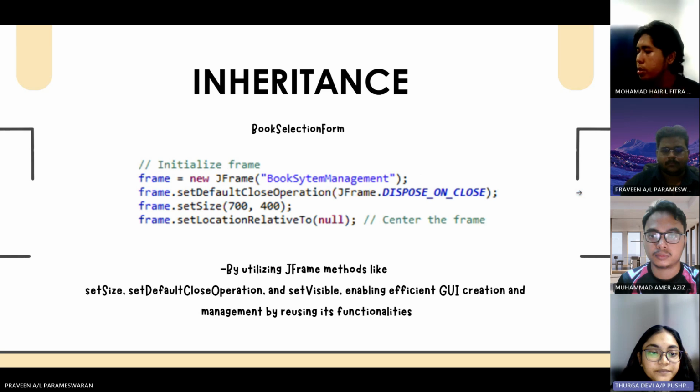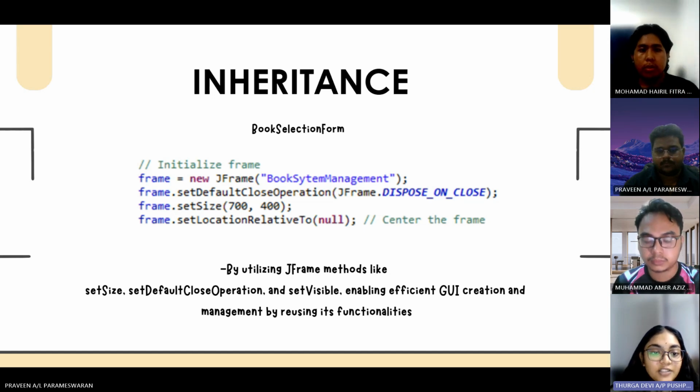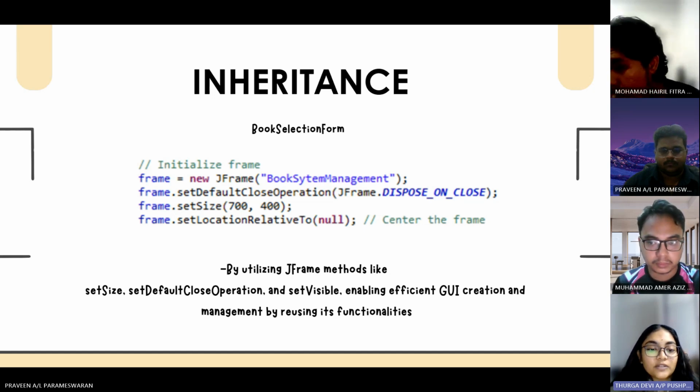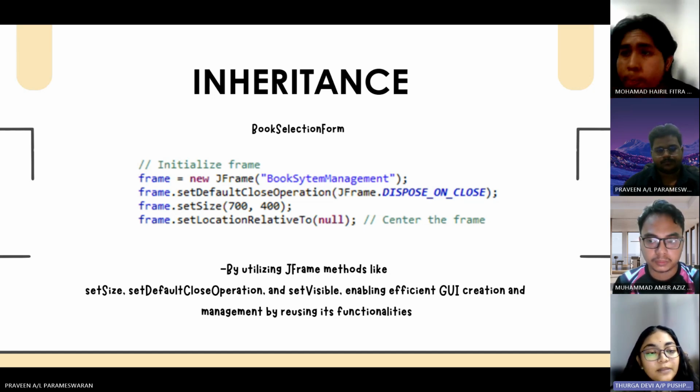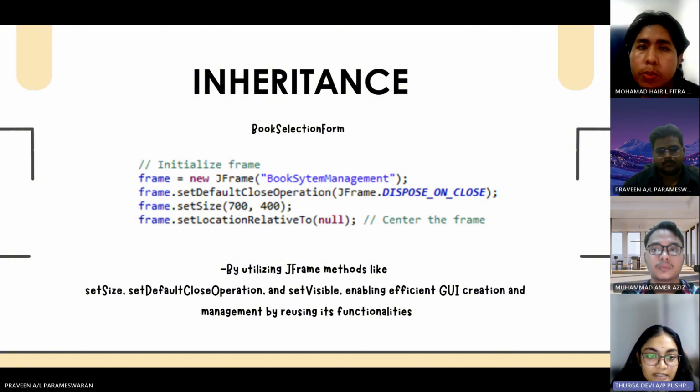Next, we also have an inheritance concept in the book selection form, and this is an example of our code. By utilizing JFrame methods like set size, set default close operation, and set visible, it enables efficient GUI creation and management by reusing its functionalities.